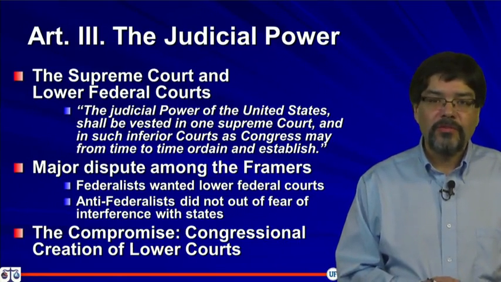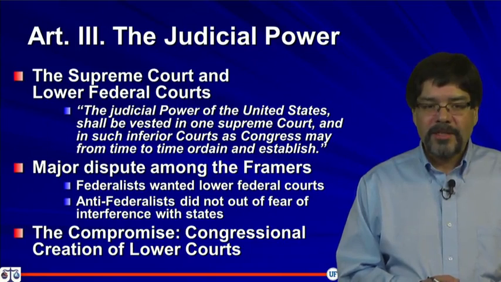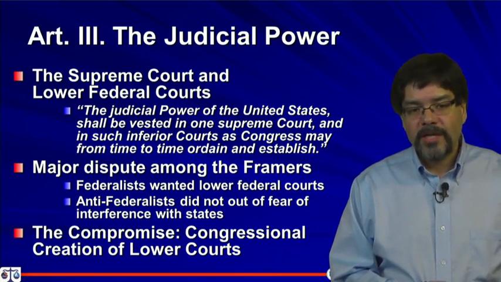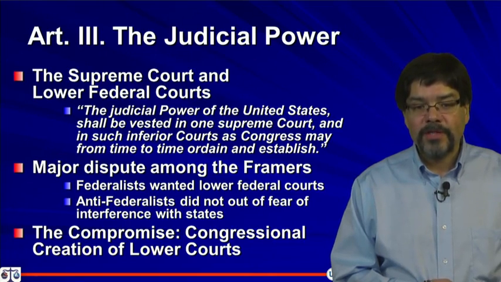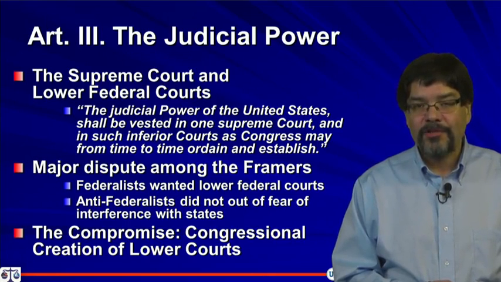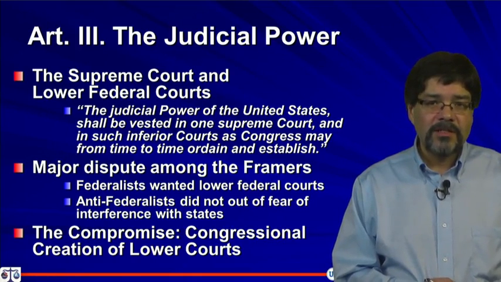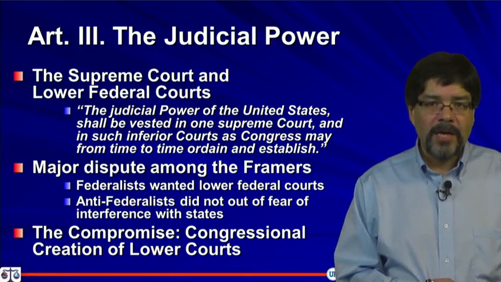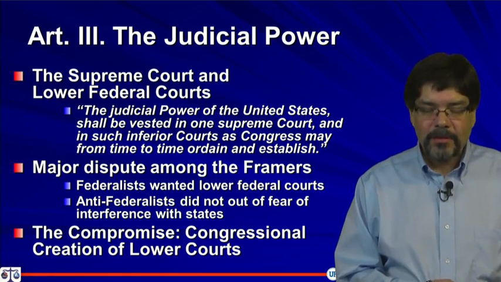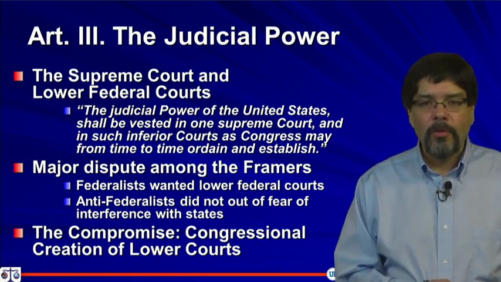Article 3 of the Constitution of the United States states that the judicial power of the United States shall be vested in one Supreme Court and in such inferior courts as Congress may from time to time ordain and establish. This is a compromise because the existence of federal courts was a matter of dispute at the Constitutional Convention, and in particular, whether or not there should be lower federal courts.